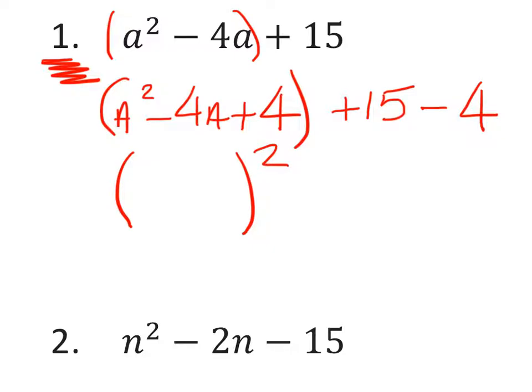So the quantity squared of a, and what's the sign? Minus. What do I do to find that missing item here? Divide 4 by 2 to get 2. On the outside, I have 15 minus 4. What's that? 11. So we have plus 11.